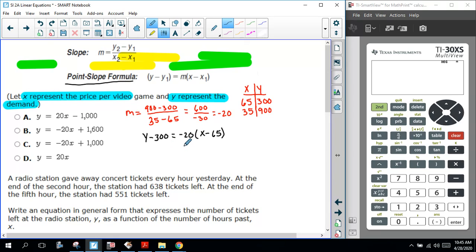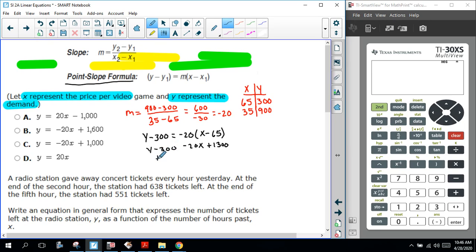And we go ahead and distribute here, get negative 20x. Negative 20 times the 65 is going to be plus 1,300. The y minus 300 would just come down.